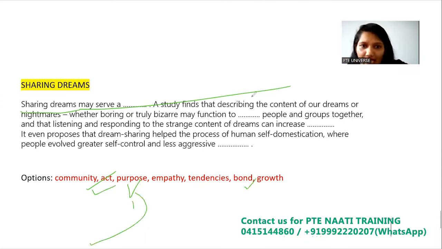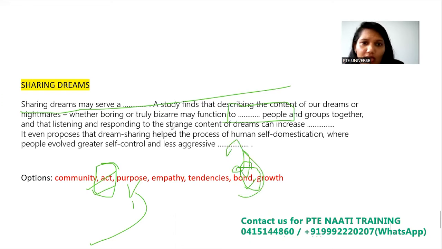Study finds that describing the content of our dreams or nightmares, whether boring or truly bizarre, may function to dash people. After to, the verb comes in the first form. So you will bond people, you will act people. Bond only makes sense because if you just share the content of our dreams, that will actually help you in bonding with people. Okay, I also got this dream, you also got this dream. So bond together is a collocation, as opposed to act together.